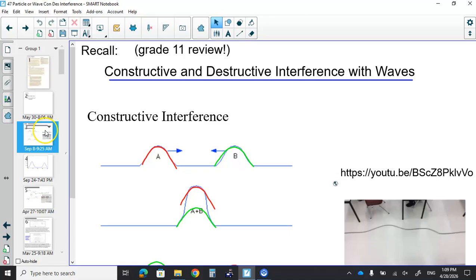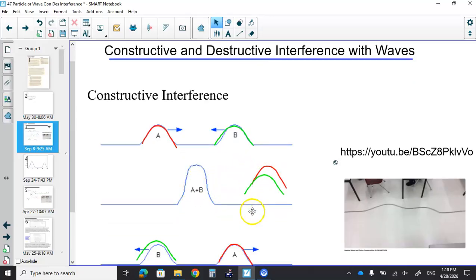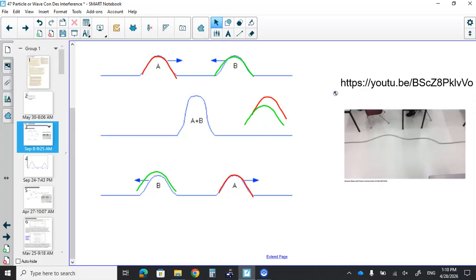Just as a reminder of what this means from grade 11, constructive interference would be if you have two pulses in the upward direction coming together. They combine to make a pulse that's added together, basically. So you've got, say, an amplitude A and an amplitude B. If you put them together, you have an amplitude A plus B. Picture those two being added together there. And then the green one would just keep going and the red one would just keep going. So they overlap temporarily. This video shows that.